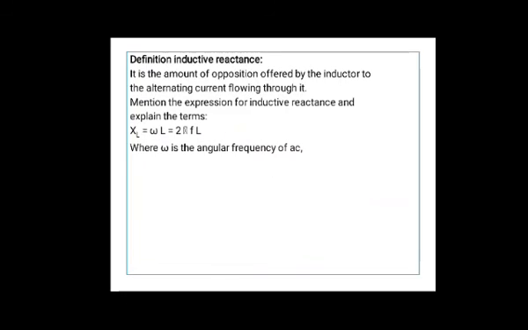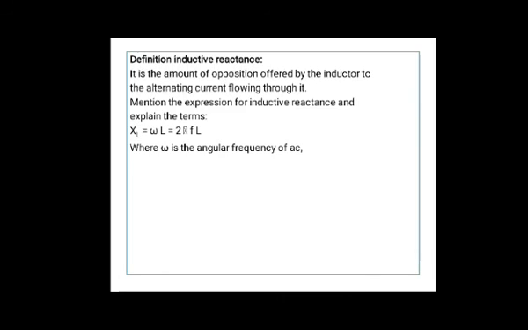Now what is the definition of inductive reactance? How will you define resistance? It is the opposition offered by the conductor for the flow of current. Similar to that, you can write the definition for inductive reactance. Inductive reactance is the amount of opposition offered by the inductor to the alternating current flowing through it.